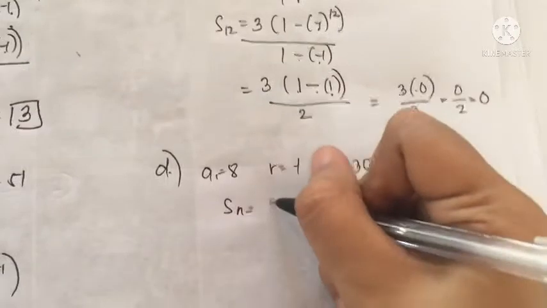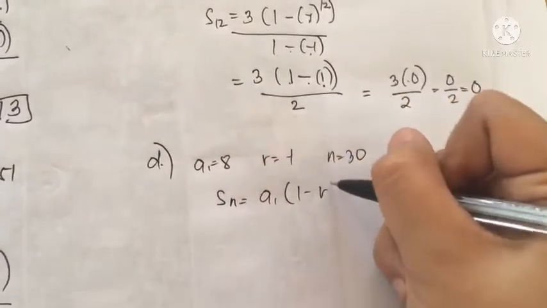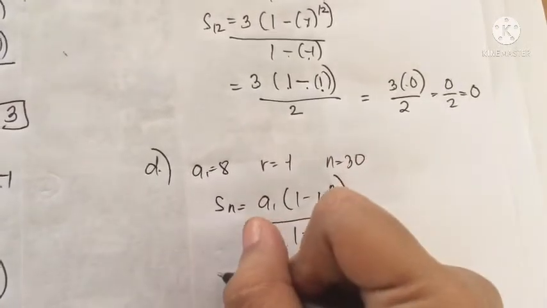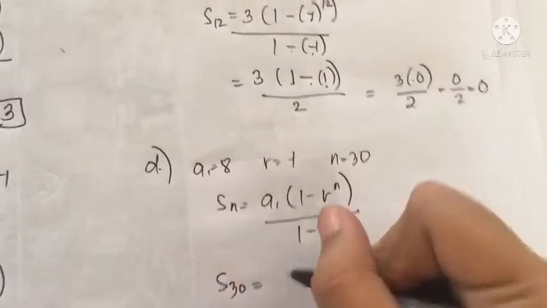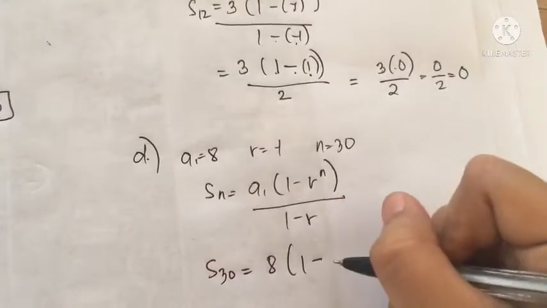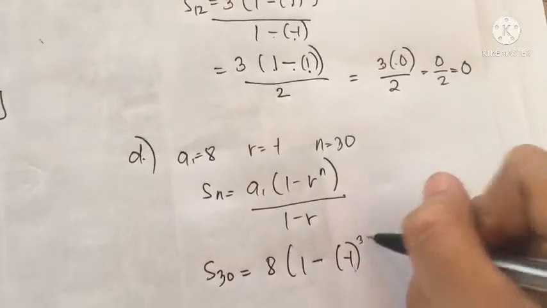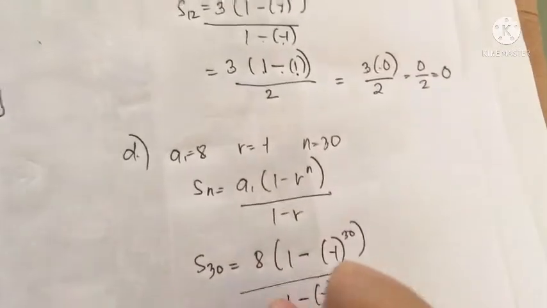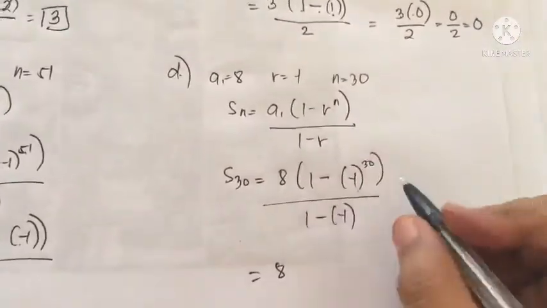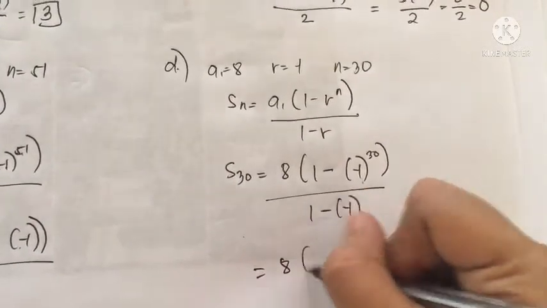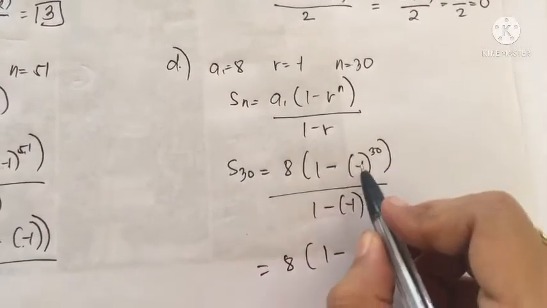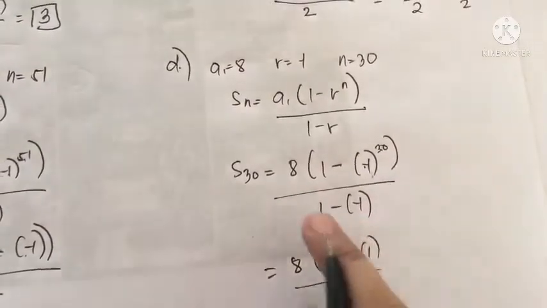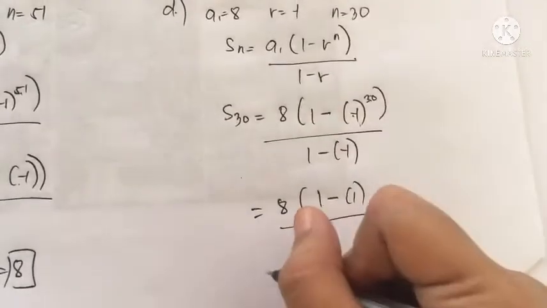S sub N is equal to A sub 1 times 1 minus R raised to N over 1 minus R. So, our N is 30. S sub 30 is equal to the first term, which is 8, times 1 minus negative 1 raised to 30 over 1 minus negative 1. So, it becomes 8 times 1 minus negative 1 raised to 30, the answer is positive 1, over 1 minus negative 1, the answer is 2.